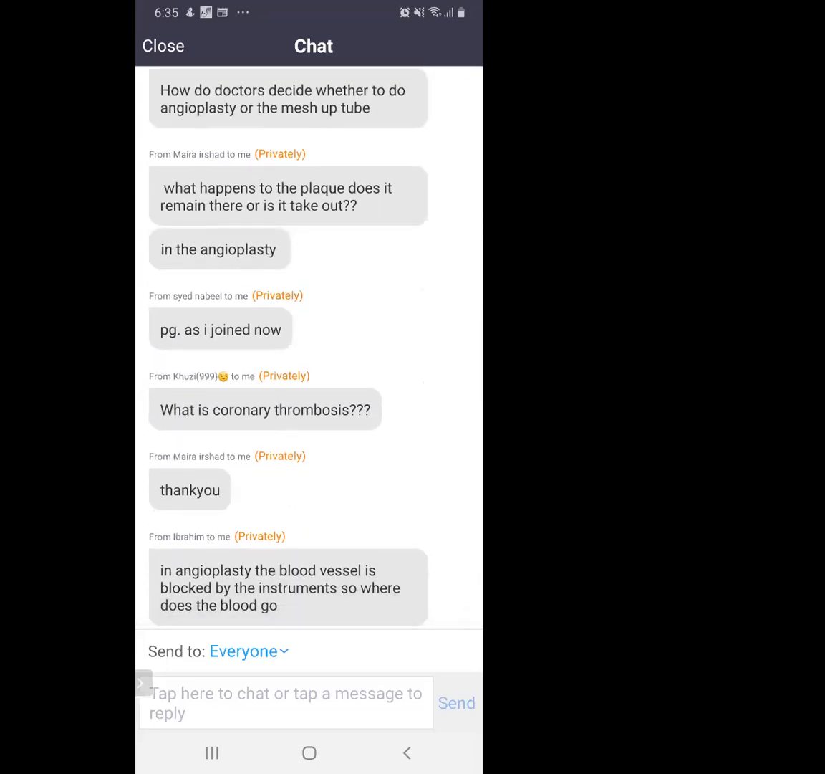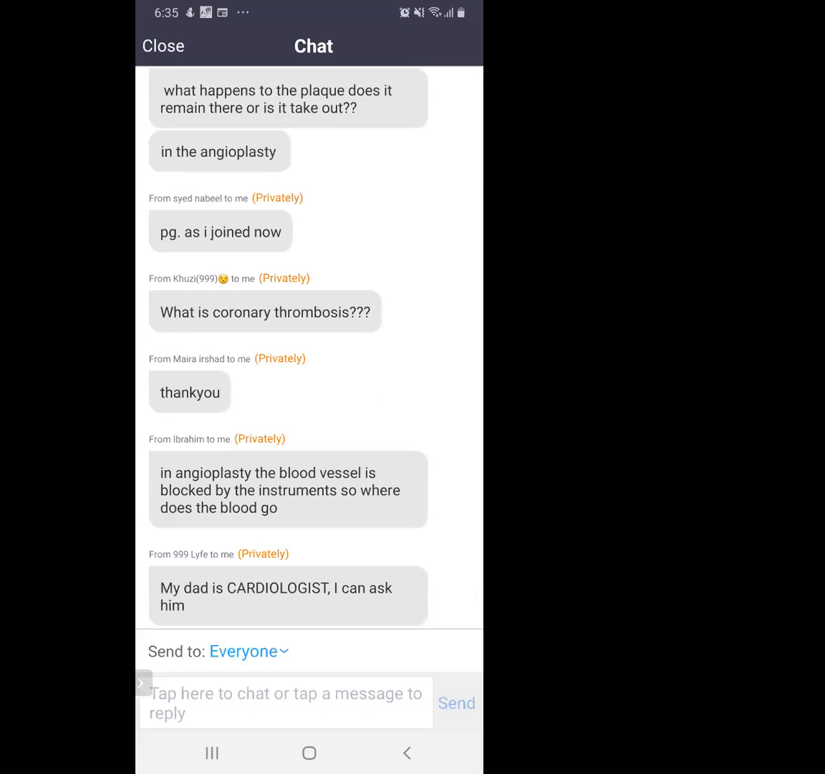In angioplasty, the blood vessel is blocked by the instruments. So where does the blood go? No, the blood vessel is not blocked by the instruments. The blood vessel is opened by the instrument so that the blood can go easily. Yeah, okay, go and ask your dad.